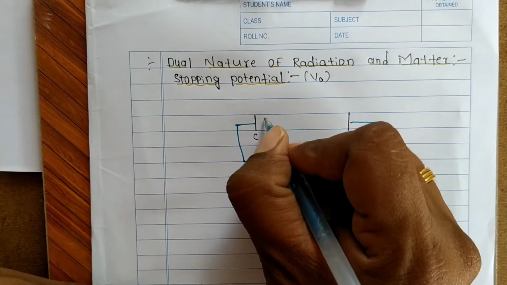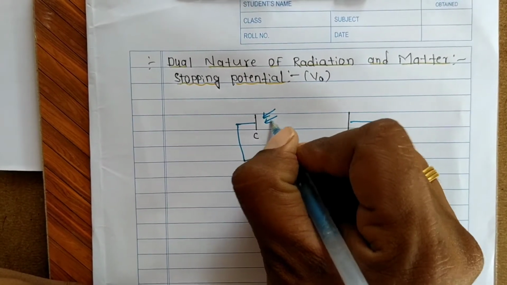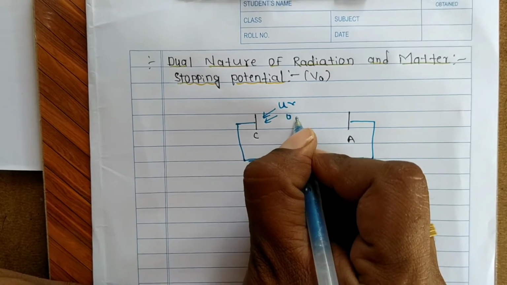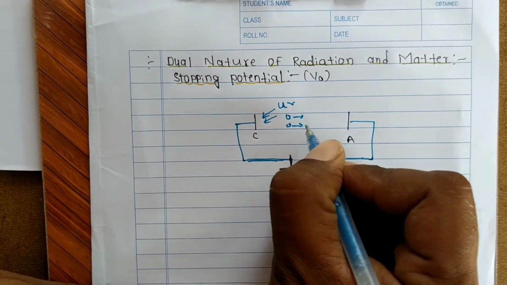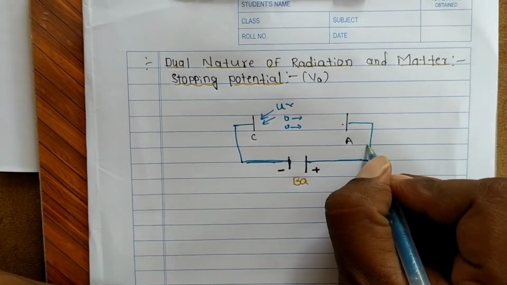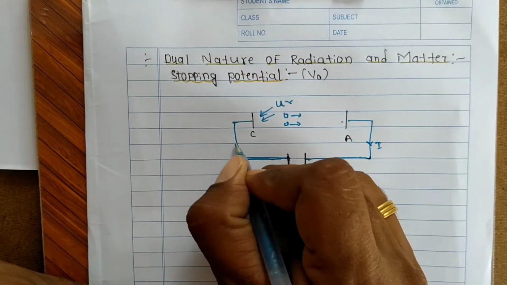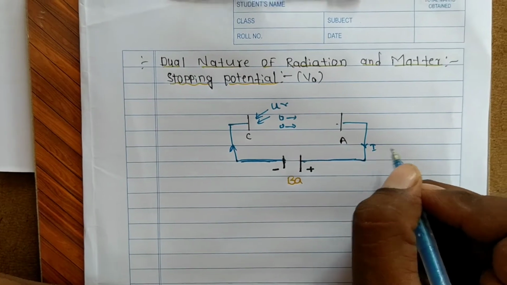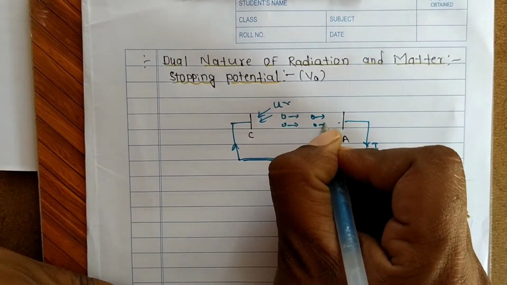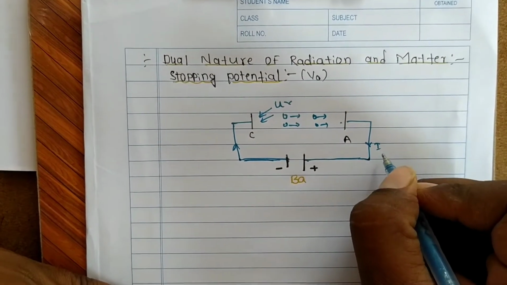Okay, when suitable UV radiation falls on the cathode plate, electrons are emitted, and these are attracted by the anode plate. At that time the current in the circuit increases, up to a certain point. That current is called the saturation current.